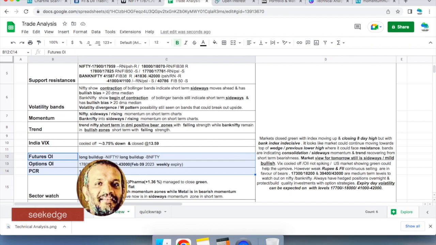The option writers expect big volatile moves to happen only in Bank Nifty, just one day before the expiry, which is a worry. And when you read it along with this, you get the dodginess in the Bank Nifty.